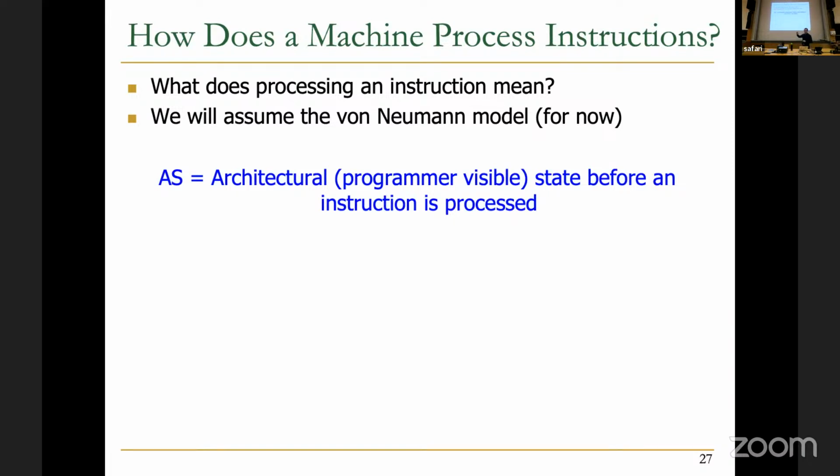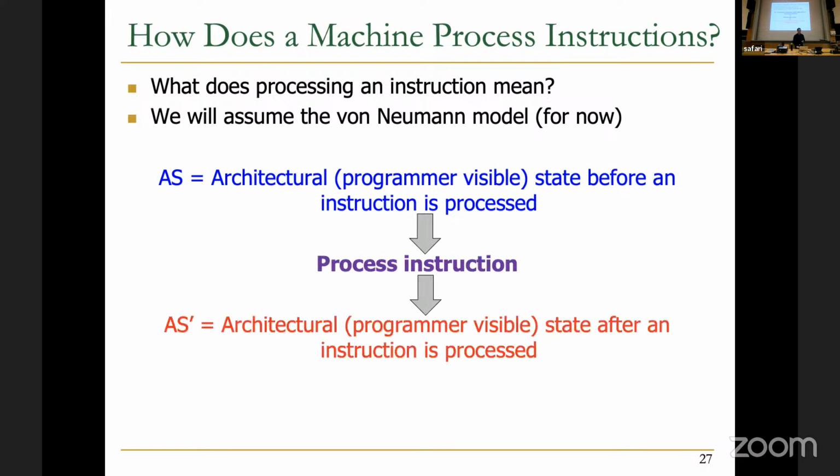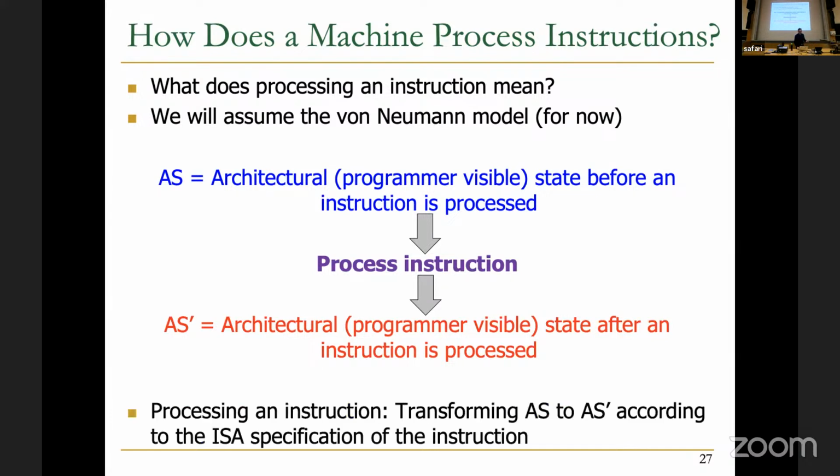So there's some architectural, programmer-visible state that exists before an instruction is processed. And then you process the instruction, and that produces architectural state prime, meaning architectural or programmer-visible state after the instruction is processed. And clearly, this transformation of architectural state into architectural state prime should obey the semantics of the instruction set architecture. That's what the instruction set architecture is. We've discussed that. Now, this looks awfully like a state machine, as we will see. You're transforming one state to another state, and processing an instruction can happen in one cycle or multiple cycles.